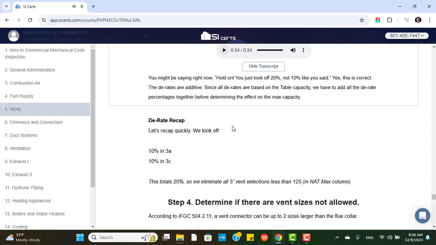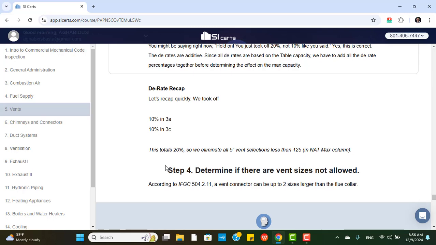D rate recap. Let's recap quickly. We took off 10% in 3a and 10% in 3c. The total is 20%, so we eliminate all 5-inch vent selections less than 125 in the net maximum column.